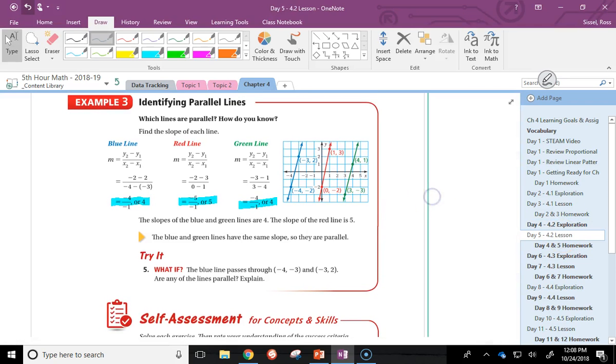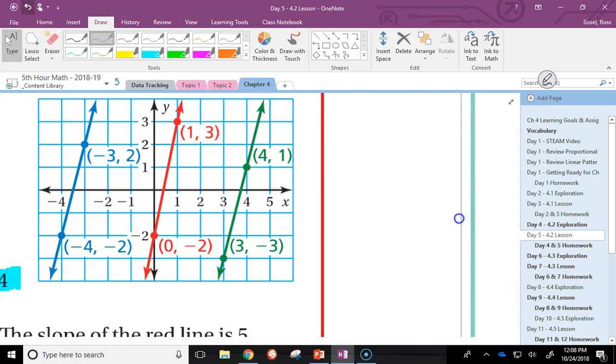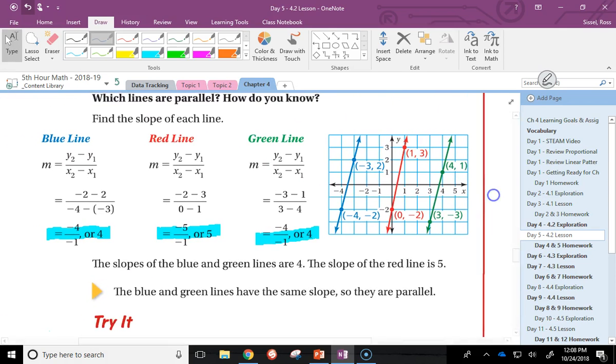Okay, which 2 lines are parallel between my blue, red, and green? Blue has a slope of 4, red has a slope of 5, green has a slope of 4.